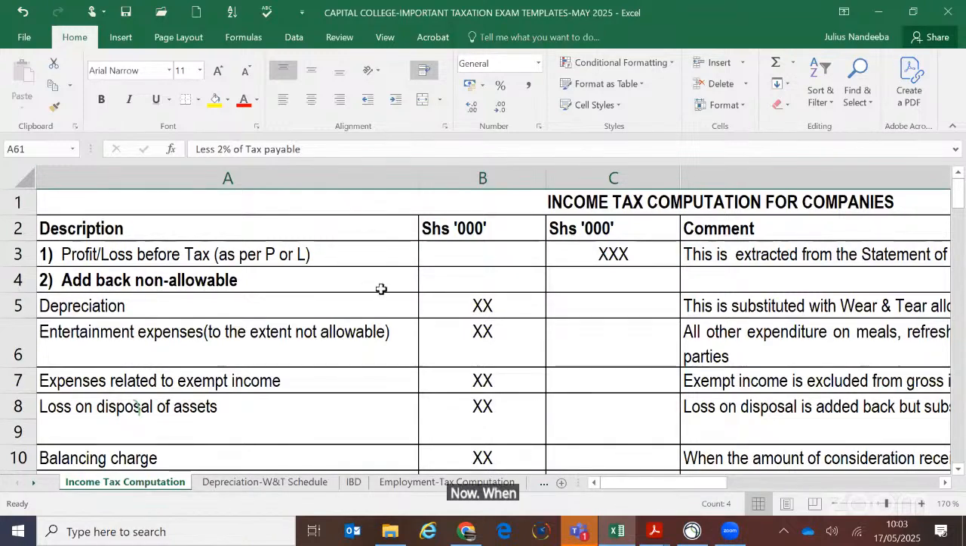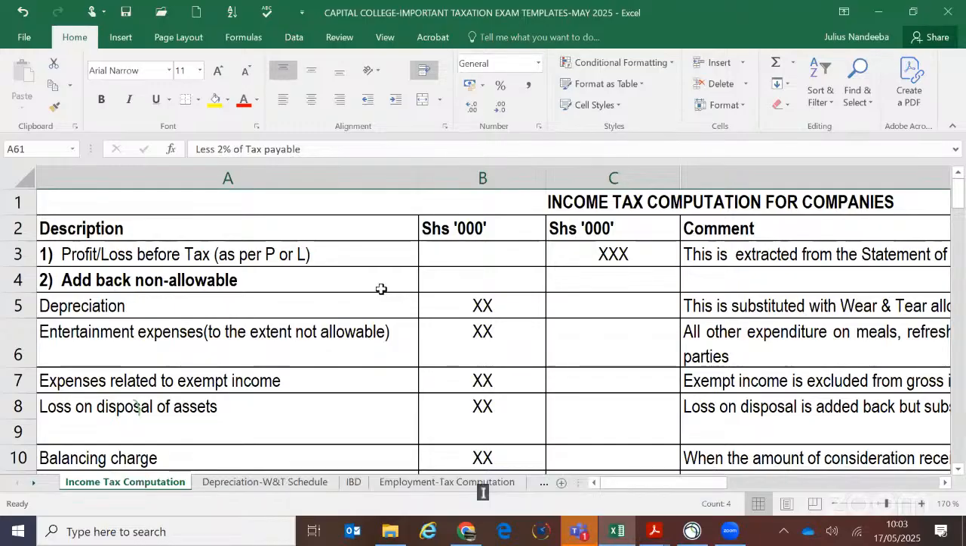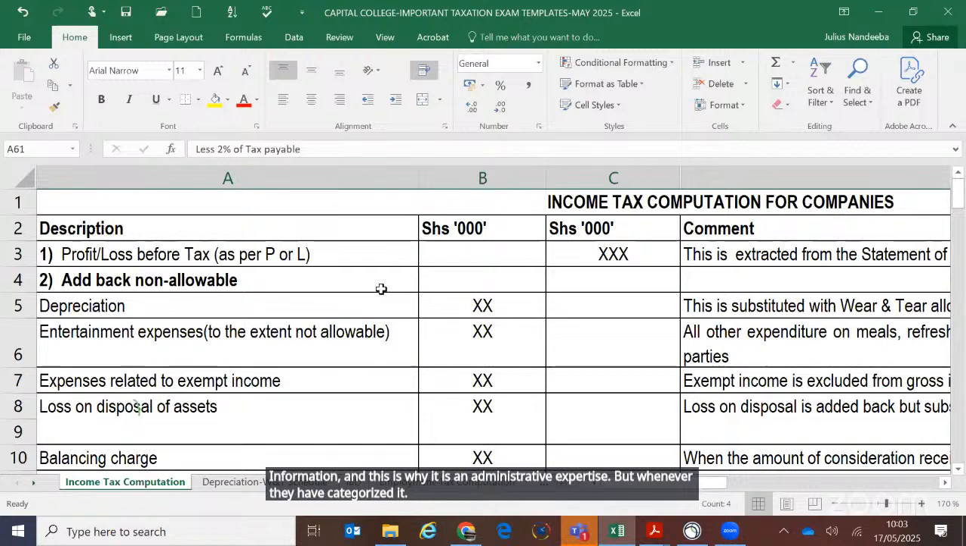Now, when you get to the tax computation, rather to the POL, I want everyone to pass the depreciation. I want everyone to pass. So whether it is organized, we just go to your POL in additional information. If it is not on the first, it's definitely in additional information. And usually it is an administrative expense. But wherever they have categorized it, as long as you see depreciation, and you must see it, because I've not seen an exam where there's no depreciation, you must pick that depreciation and come and add it back. You will understand why you're adding it back after the exam. But you must add it back.